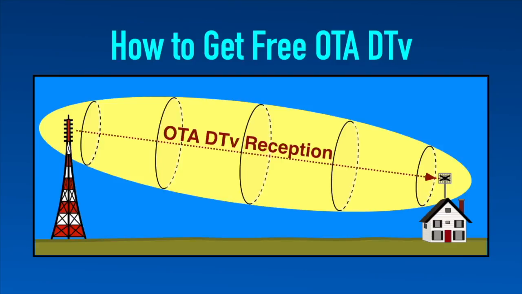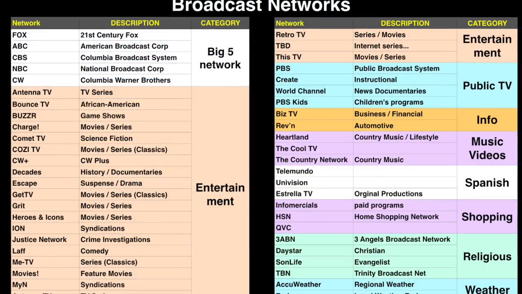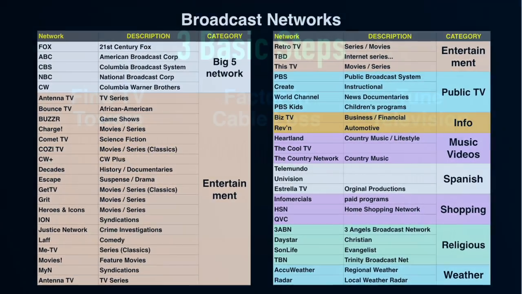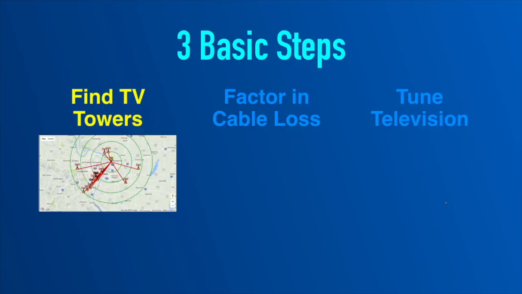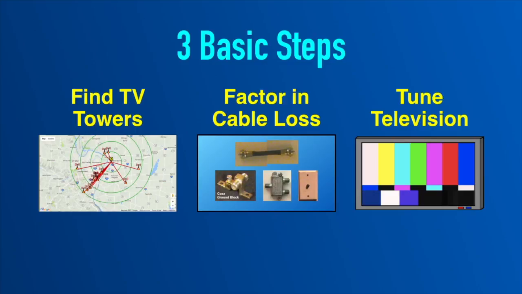A little planning and following a few basic steps can help ensure getting the most over-the-air TV stations possible. There are 3 basic steps. Find towers in your area so you know what you can get and where to point your antenna. Factor in cable loss to determine if an amplifier is needed. And finally, tune all televisions on the antenna cable.